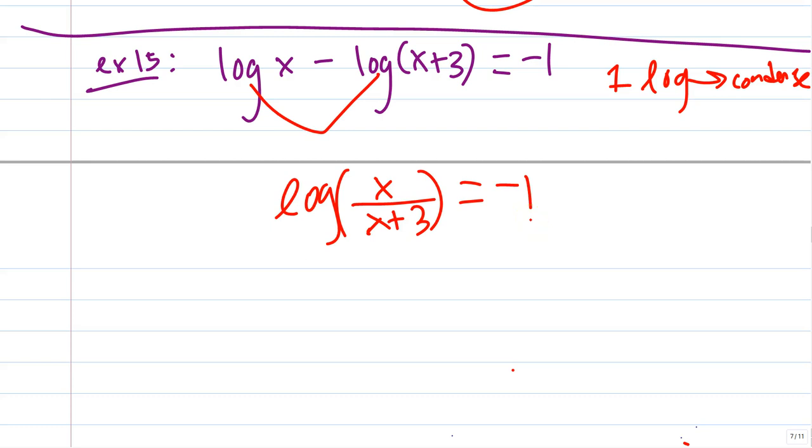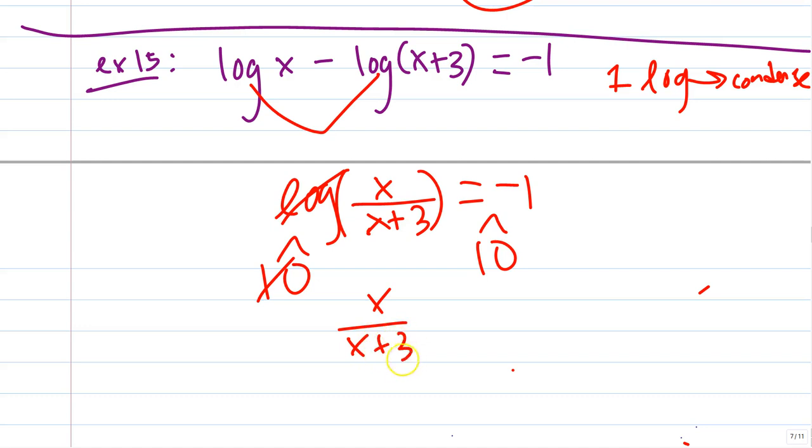So what can I do now? I can undo the log. This is log base 10, so we raise both sides as an exponent of 10. The left side cancels out, leaving us with x over x plus 3. Right side, 10 to the negative 1 is 1/10.